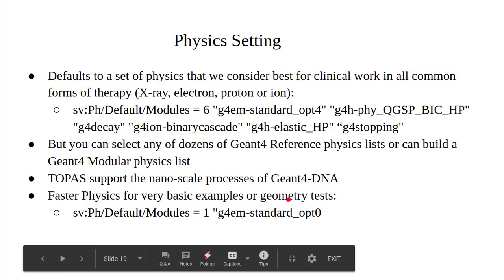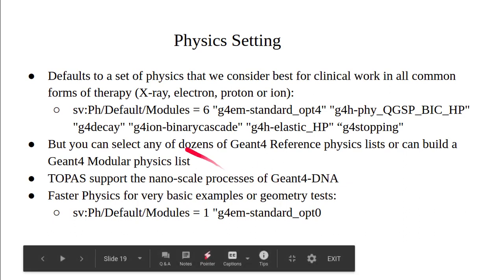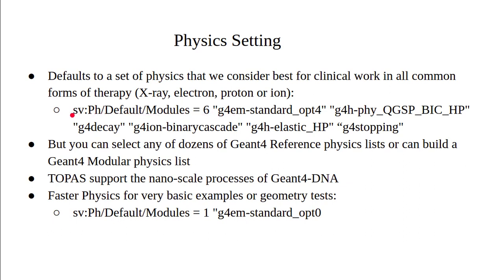Now we come to the physics settings. So for default physics, in case you are doing clinical simulations for X-ray therapies, the modules that are suggested that you can use are these 6 modules. So observe how they're written. It is given as string vector, then physics, then the default parameters and the names of the modules. There are 6 parameters, so they put 6, and then it's like g4em-standard_opt4, g4h-phy_QGSP_BIC_HP, g4decay, g4ion-binarycascade. So it basically includes all the carbon, ion, proton, X-ray and electron physics models that you can use for your simulation.